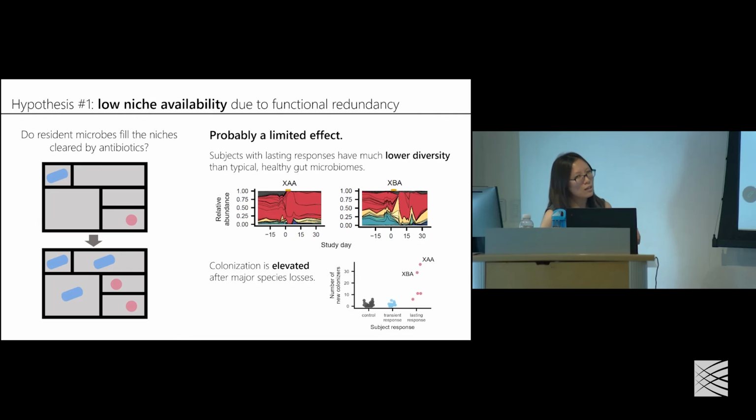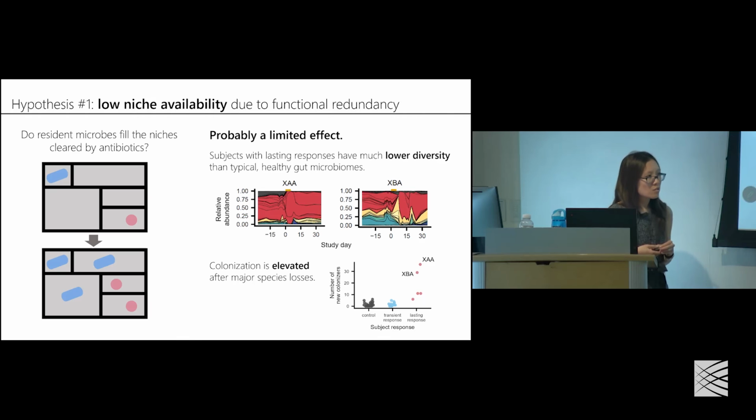The other thing is that we do actually observe colonization, right? So it's not that these subjects are just totally fine with fewer strains and species in the gut microbiome. We do see that there seem to be a lot of opportunities for colonization, especially with these subjects who go to a lower diversity state.